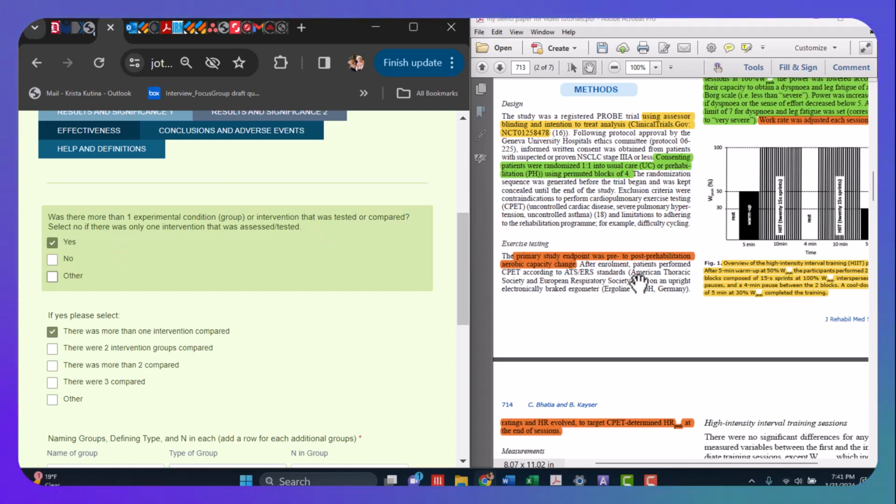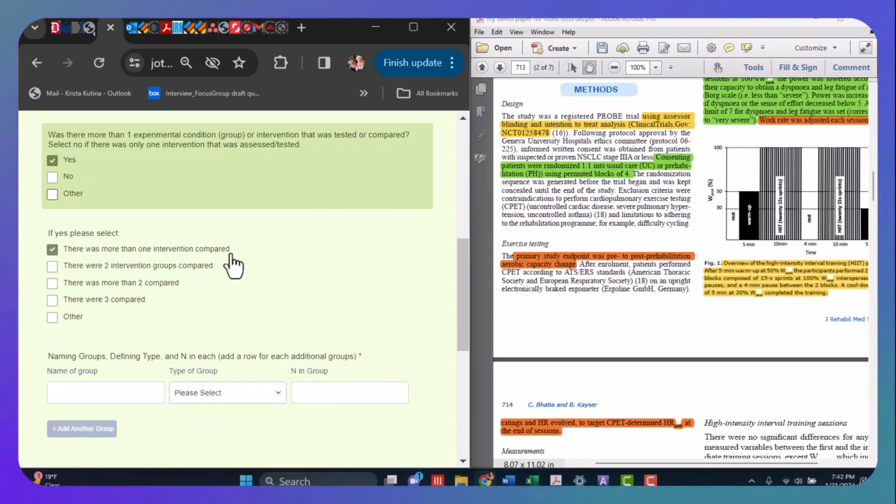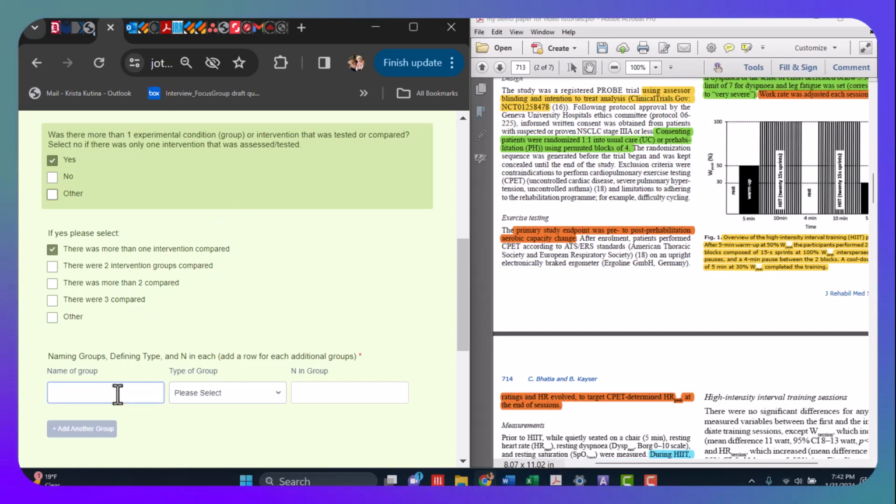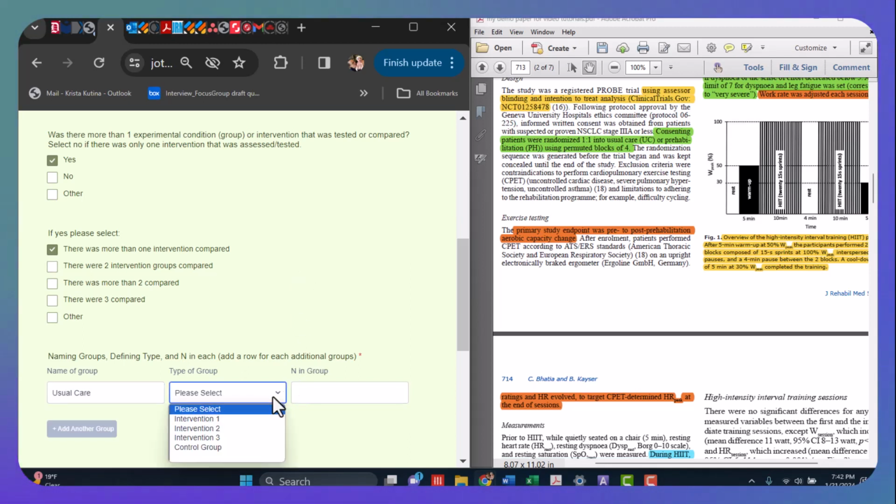So again, for my paper, there was more than one experimental condition or group that was tested. So yes, there was more than one intervention compared. There was the usual care intervention, and then there was the prehabilitation group. So in naming these groups, I'm going to put the first one, they called that their usual care group, and it was their control group.